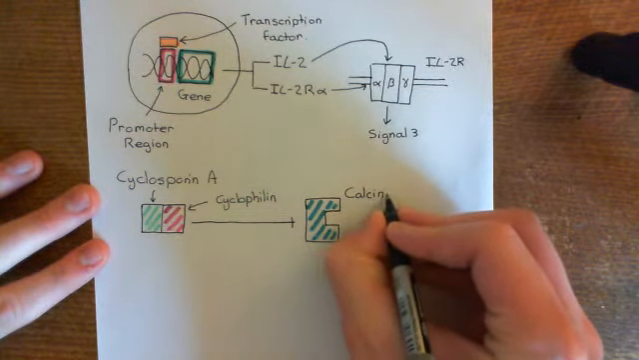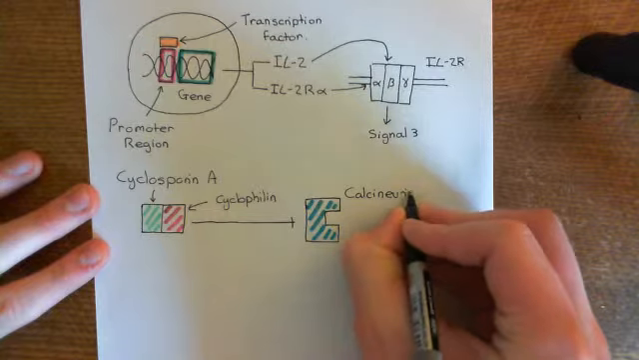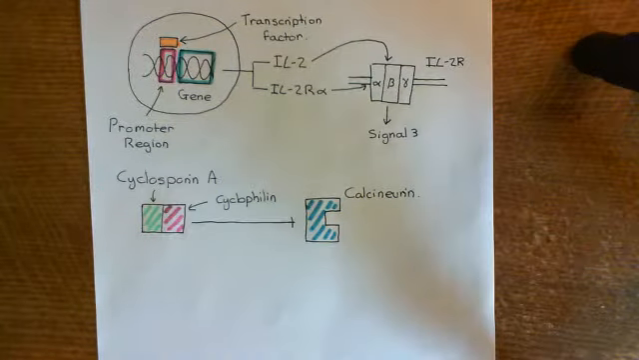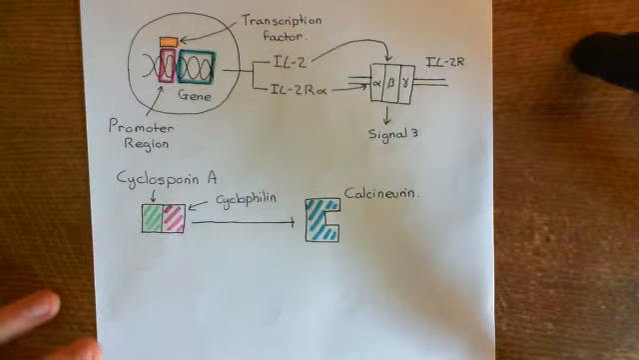And therefore if you don't get activation of calcineurin, then you're not going to get the removal of the phosphate groups from the serine-rich region of the nuclear factor of activated T cells, and therefore you're not going to get the activation of the nuclear factor of activated T cells, and therefore you're not going to get the production of interleukin-2 and the interleukin-2 receptor alpha, and hence you're not going to get signal 3, so the T cell will not undergo complete activation. So that's how cyclosporin works.